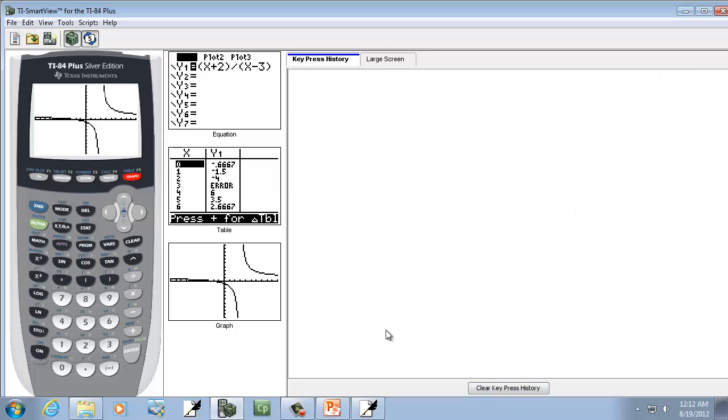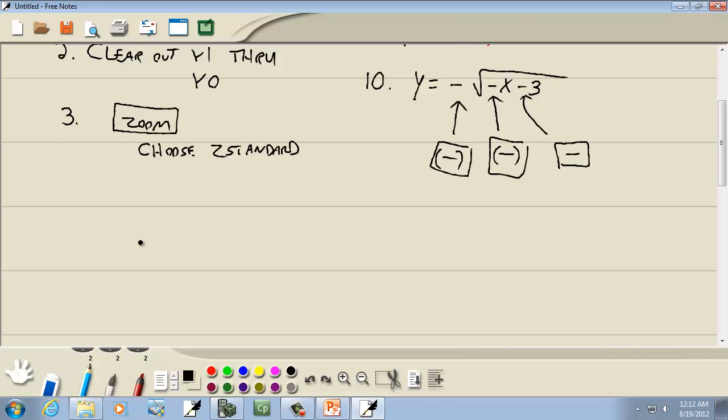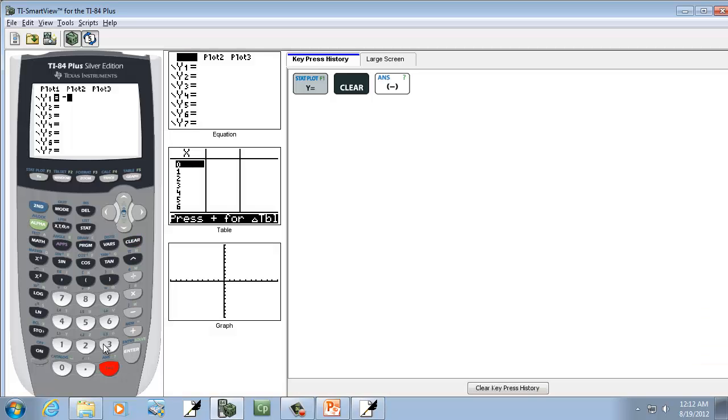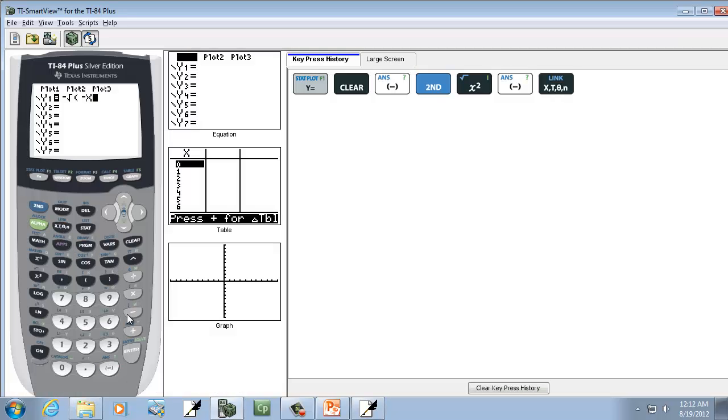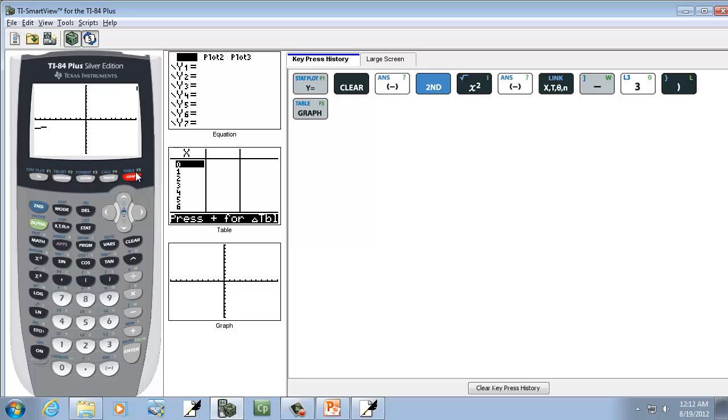So press y equals, press clear, put the negative in first. Square root, remember the square root was second x squared. Then I had another negative, and then x minus 3, and then I'll put a closing parentheses. And then I'll push graph. And that would give us our answer there.